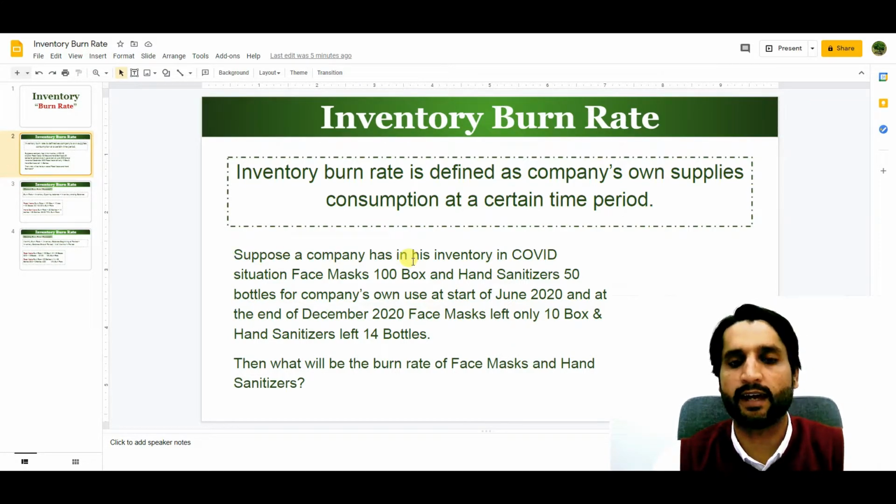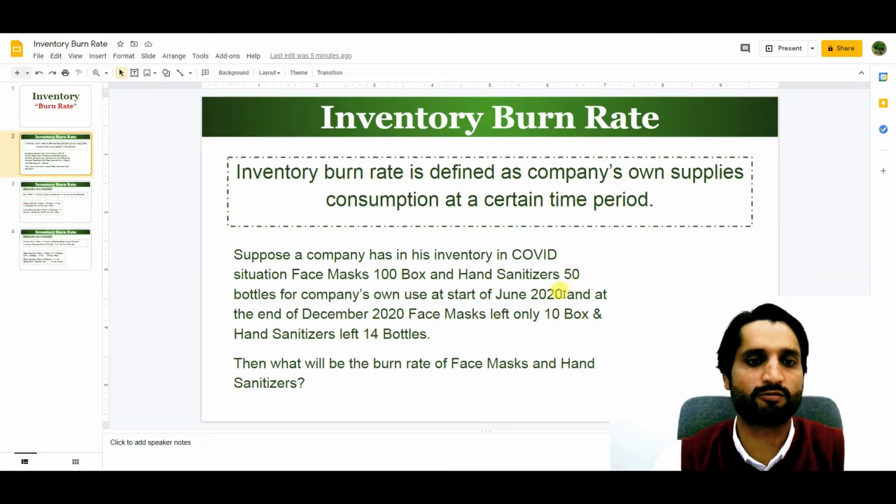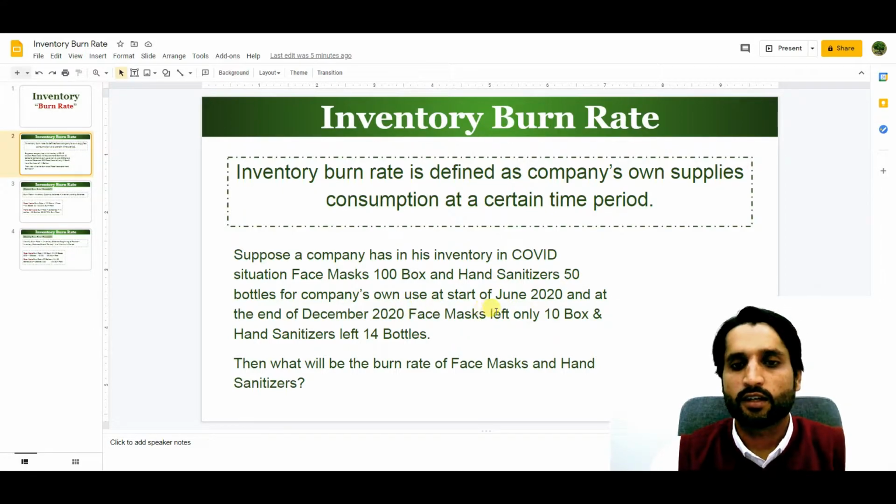Suppose a company has in its inventory, in the COVID situation, face masks 100 boxes and hand sanitizer bottles 50 at the starting of June 2020, and at the end of December 2020, after 6 months, the remaining face masks are 10 boxes and hand sanitizer is 14 bottles remaining. So then what will be the burn rate of face masks and hand sanitizer? How can we calculate it?